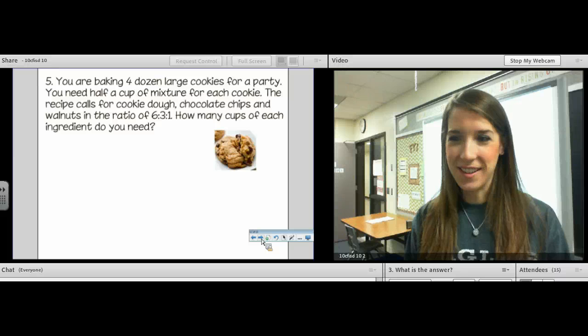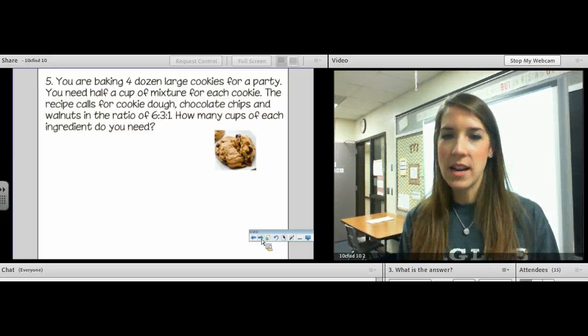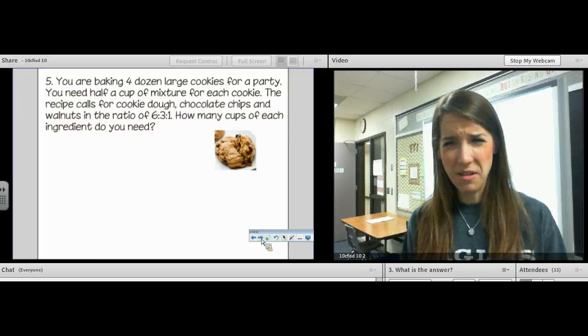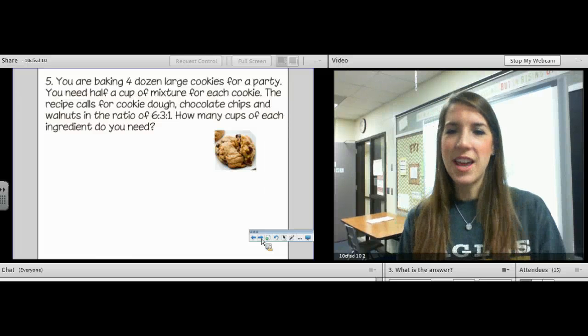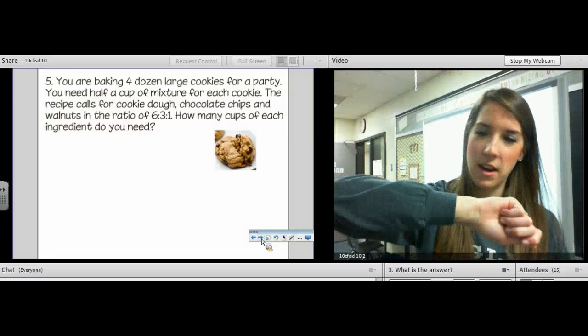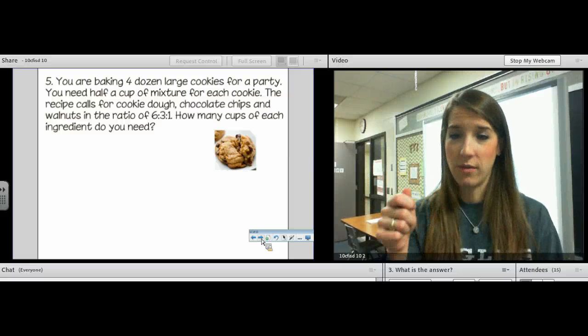Ooh, don't those cookies look good? That makes me hungry. You're baking 4 dozen large cookies for a party. You need half a cup of mixture for each cookie. So that's huge. Those are huge cookies. Did you notice that? I just noticed that. So you're taking a half a cup and you're digging it into the cookie batter and throwing it on the cookie sheet. I guess they're not that big. Anyways, I usually use a 1/4 for each one.